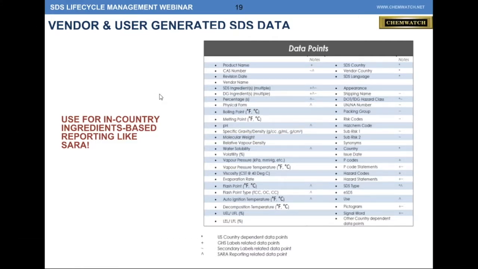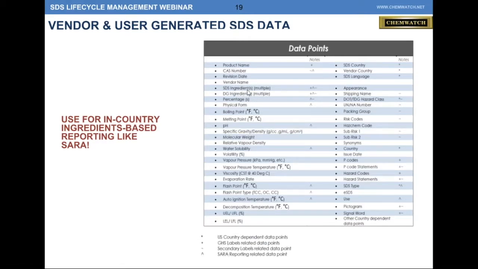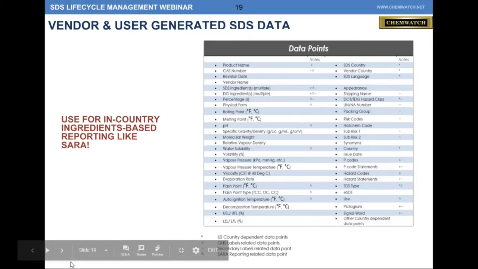And the premise behind this is that clients can use vendor-only data for in-country ingredient reporting, for instance, here in the States, syrup. And this is just an example of some of the data points we pull, most important, we'll say, to our customers. By the way, you can see we pull all ingredient data, and then we'll link that to our regulatory library.